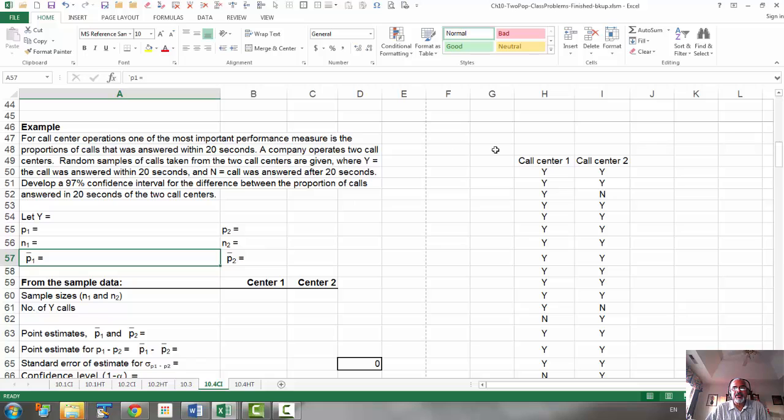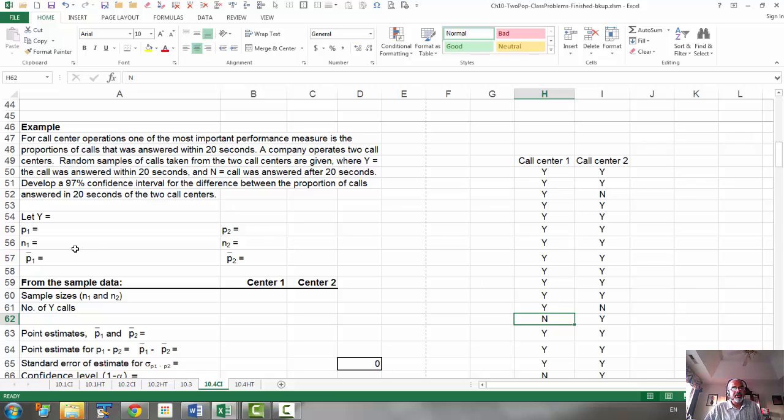So if a call is answered within 20 minutes, then it is recorded as Y. If it is not, it is recorded as N. So we want the proportion of calls that are answered within 20 seconds. So Y means the call was indeed answered within 20 seconds, and P sub 1 will be the proportion of calls answered within 20 seconds for call center 1, and the same proportion for call center 2 will be P sub 2.